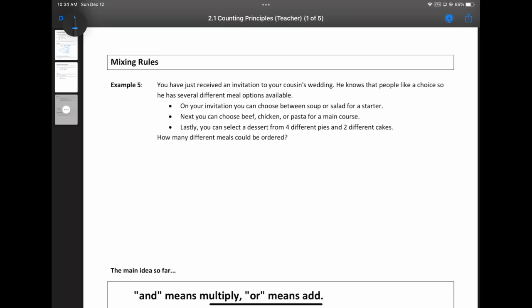Okay, so the first choice we have to make is starter. And normally you don't write down the words here, but since this is the lesson and I'm trying to explain where it's coming from, I'll write it down. So we have a starter, a main, and a dessert.